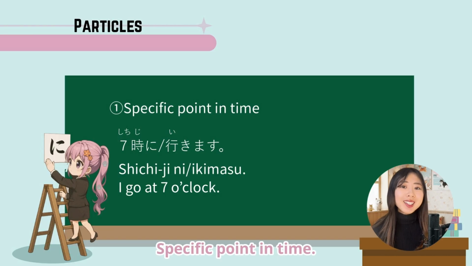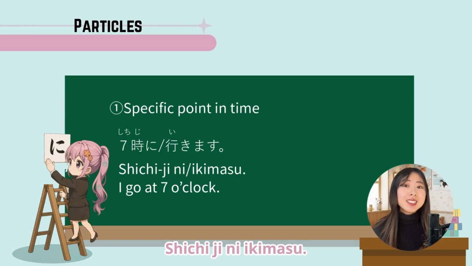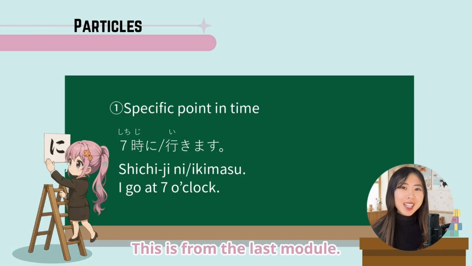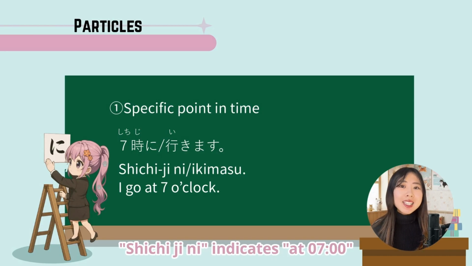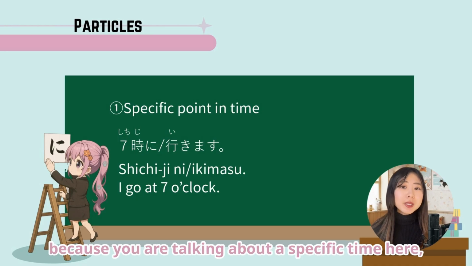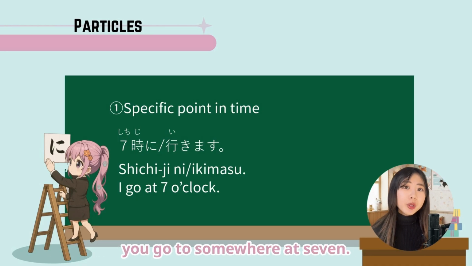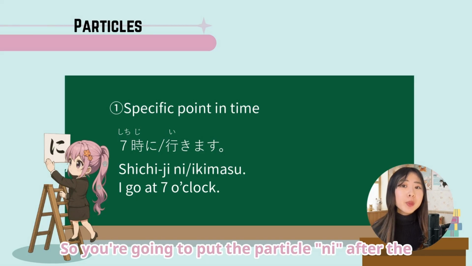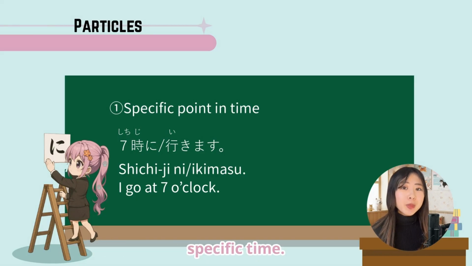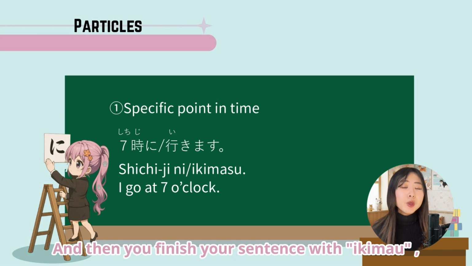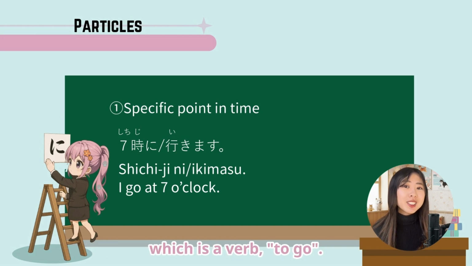Specific point in time. 7時に行きます。7時 means 7 o'clock. This is from the last module. 7時に indicates at 7 o'clock. Because you are talking about a specific time here, you go somewhere at 7. So you're going to put the particle ni after the specific time. And then you finish your sentence with 行きます, which is a verb meaning to go.